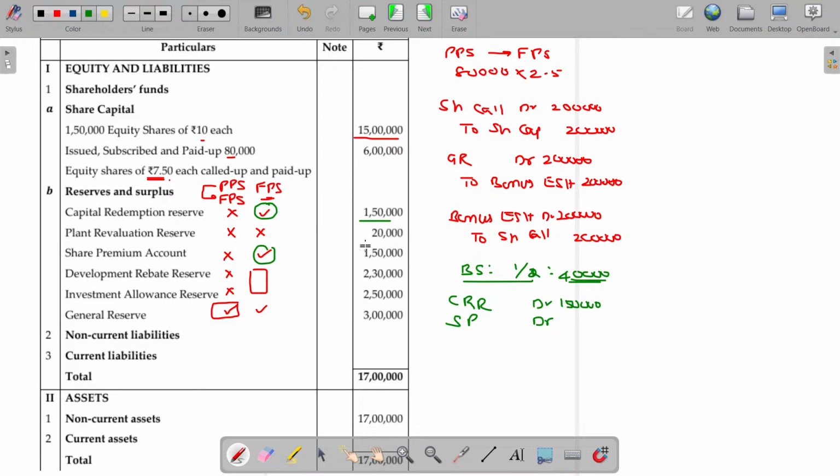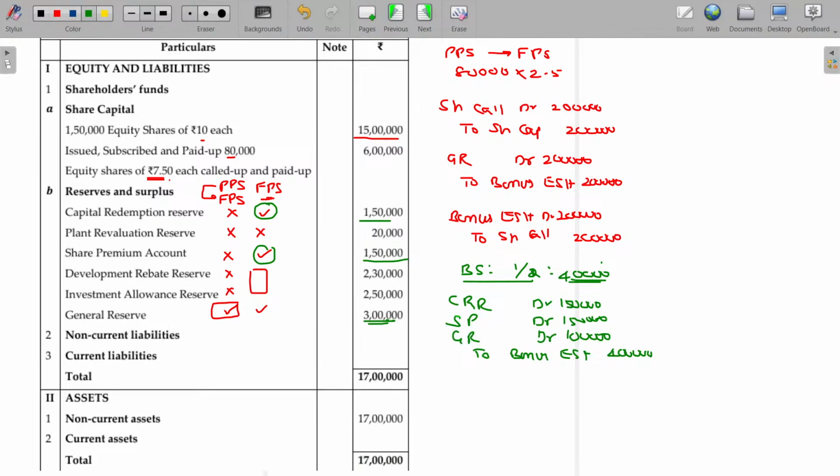So securities premium being 1,50,000. Bonus to equity shareholders: how much is that? 40 into 10, 4 lakhs I will need. Shortage of 1 lakh can be used from general reserve. Out of 3 lakhs, already I used 2 lakhs. Another 1 lakh is still available. I need only 1 lakh, so I can use the general reserve here.